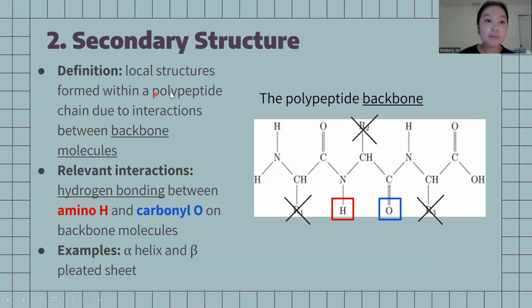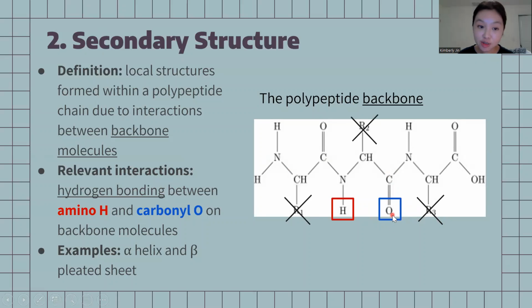Local structures formed within a polypeptide chain due to interactions between backbone molecules. So that might be new vocab for you. Let's define that. The polypeptide backbone is all molecules of a polypeptide except for the R groups. So the relevant interactions we're considering here are hydrogen bonding between this backbone amino H and this backbone carbonyl oxygen. And these two molecules will have dipole-dipole interactions because the oxygen is extremely electronegative.